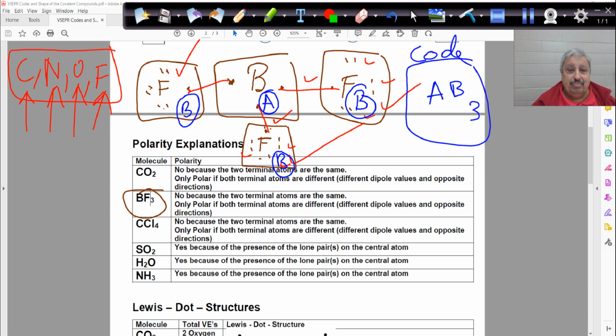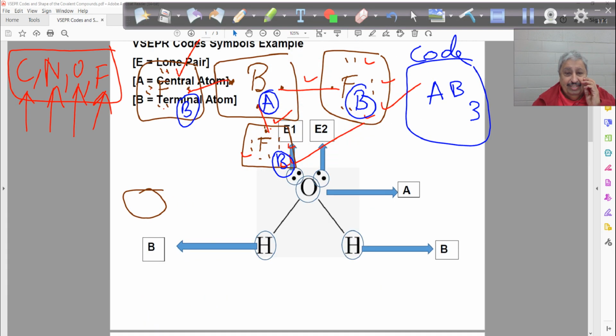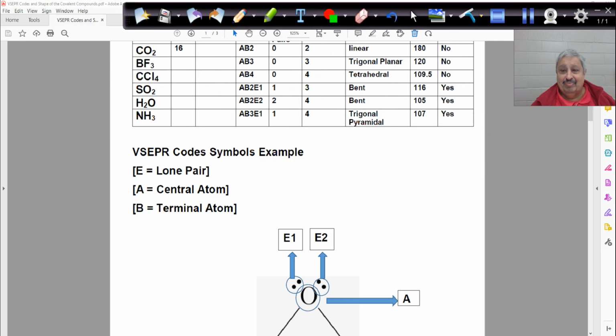So I will go back and look in the code area. Can you see it? It's very confusing, but what is it? Can you see it? It says trigonal planar. So, correct? Can I take this one out?